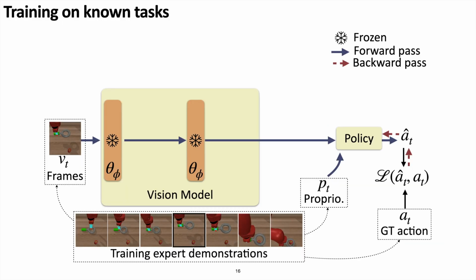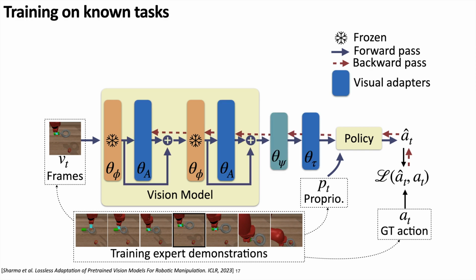This is what was previously done, except that we have here a single policy for all training tasks. The vision model is frozen and only the policy is trained with behavior cloning. In this work, we add visual adapters, simple MLP blocks, either inside the model, we call those middle adapters, or after the model, we call this one a top adapter.